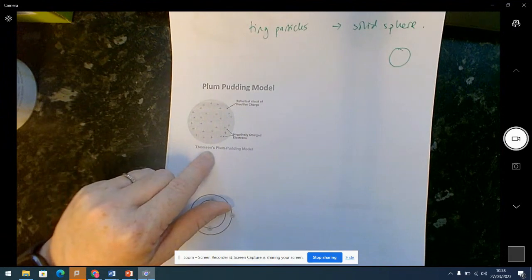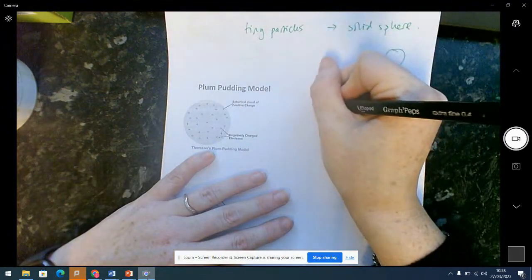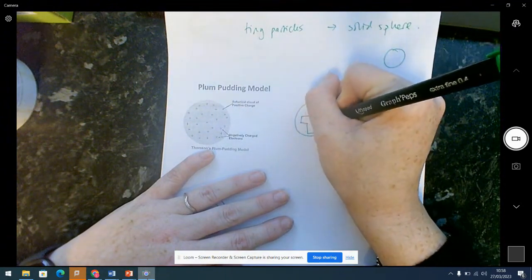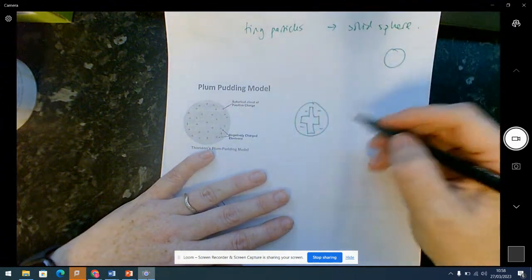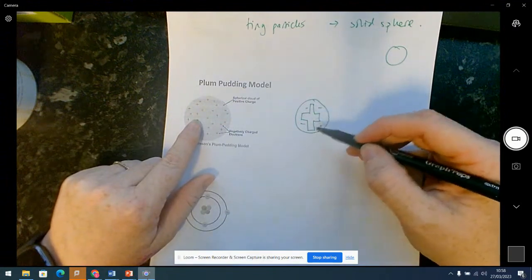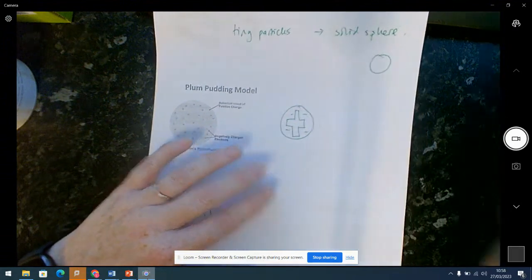As you can see, it was Thomson who proposed the plum pudding model. Sometimes you can see it as a diagram that looks like this. I've seen it where they put the big plus there and then they have negatives around it. It's exactly the same, but just be aware that you might see it like that as well. So we'll go through the plum pudding model.